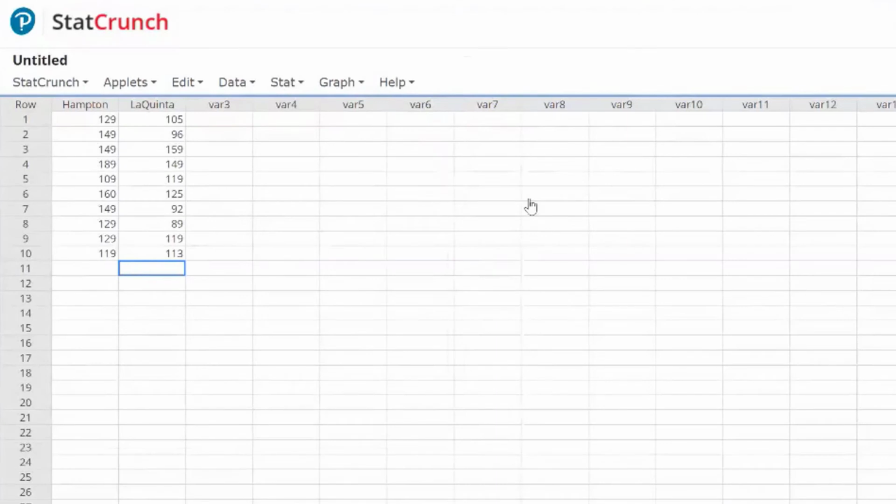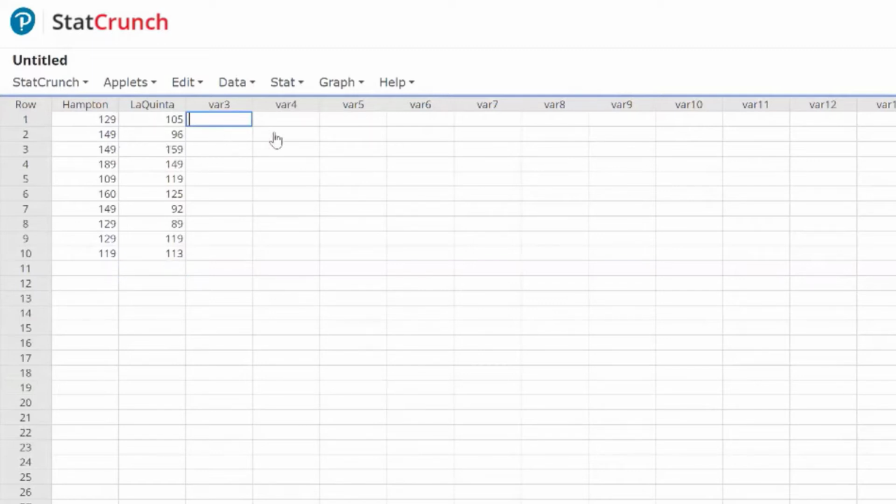So our data is now entered into the StatCrunch spreadsheet. We need to compute the difference in the data. Let's just say that I'm going to compute the difference as Hampton minus La Quinta. It's very, very important that you remember how you computed the differences because you use that to establish the alternative hypothesis. So stay tuned for that thought in a second.